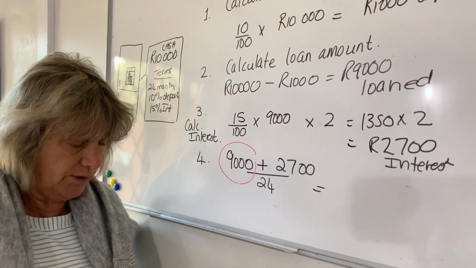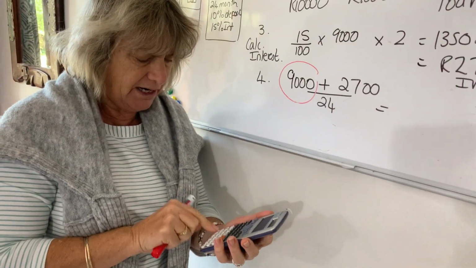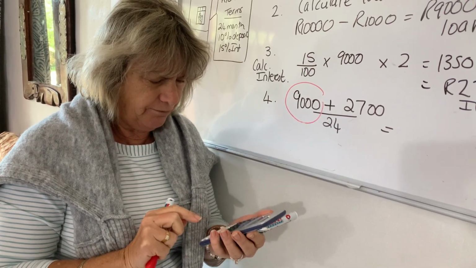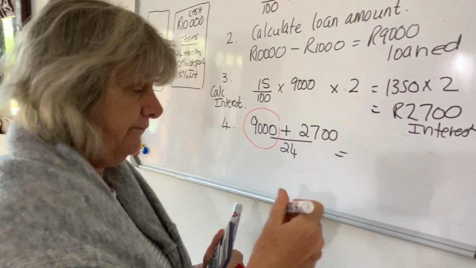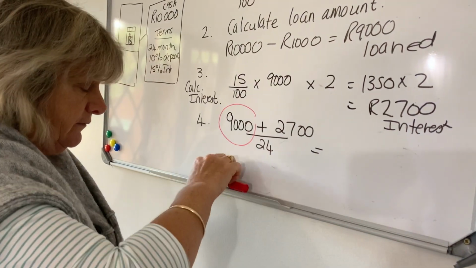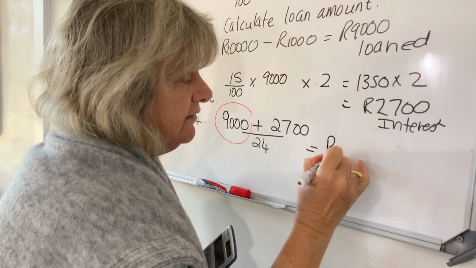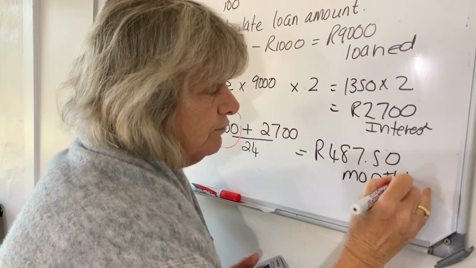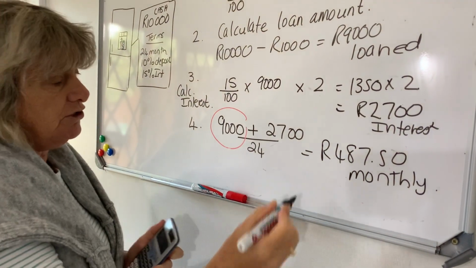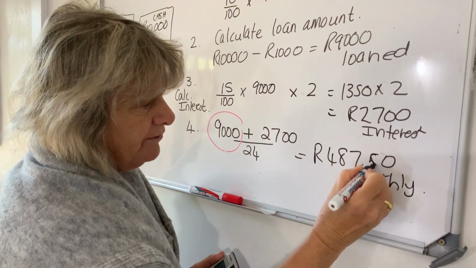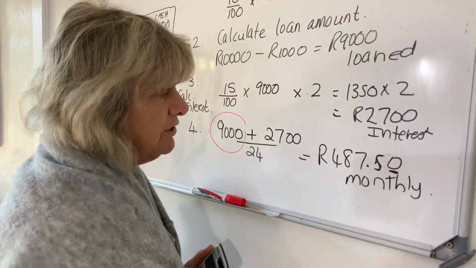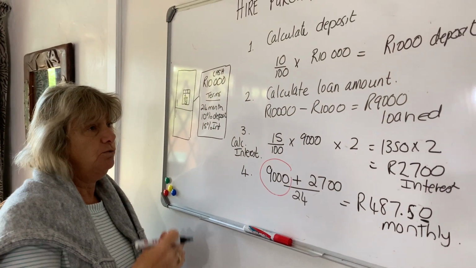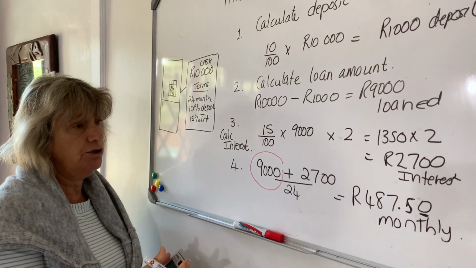Right, let's do this. So it would be 11,700 divided by 24, and I get an amount of 487.5, so 487 Rand 50 monthly for 24 months. Just remember the calculator gives it as comma 5, and you must remember to add the 0 because we're dealing with money. Now another question might be, what did the fridge cost you in total?